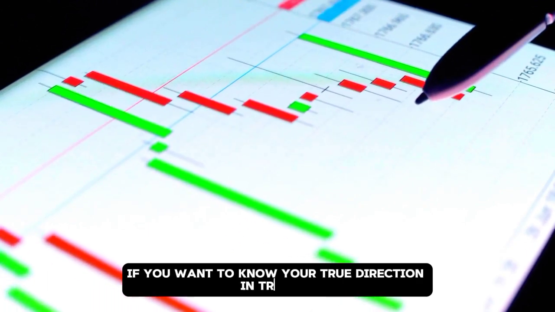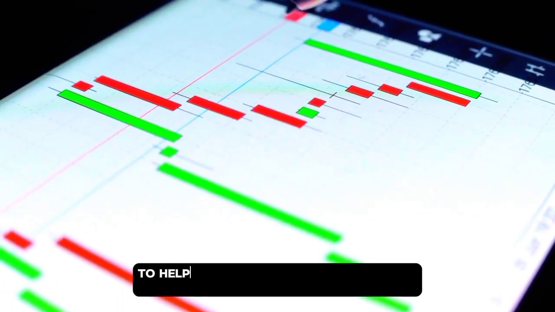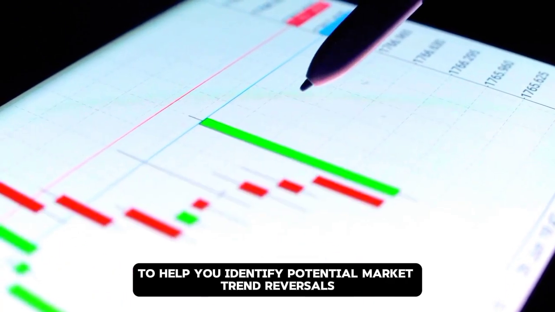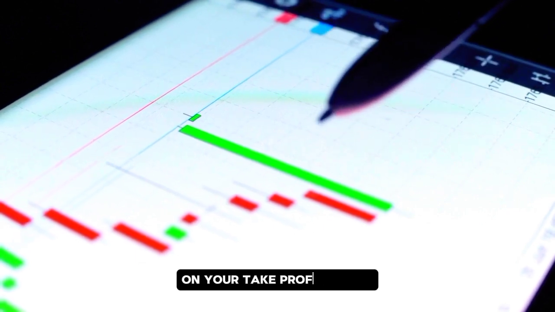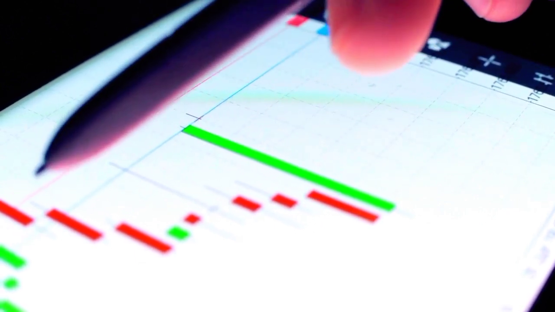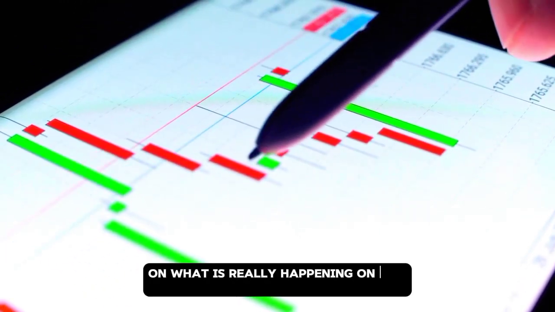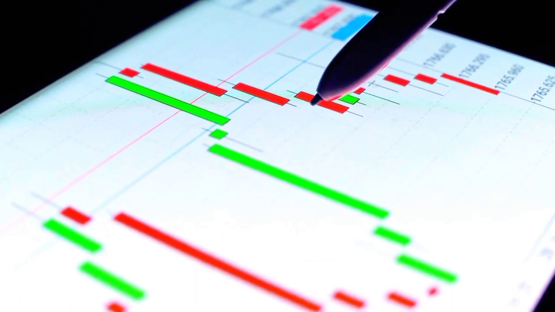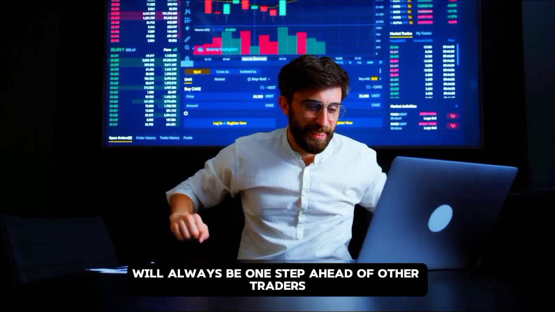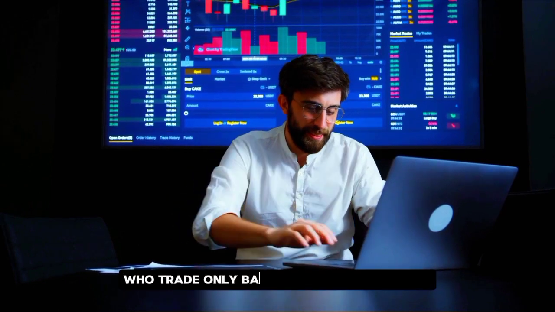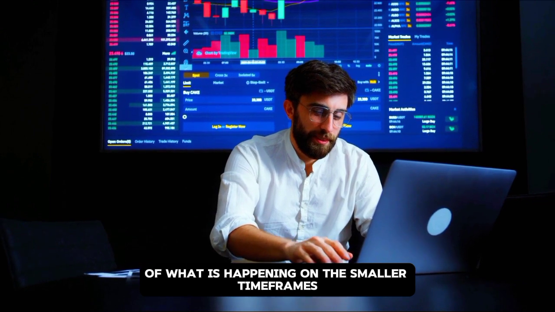If you want to know your true direction in trading, there are some steps you must follow to help you identify potential market trend reversals and also give you an edge on making more money on your take profit levels. Top-down analysis gives you a bigger picture on what is really happening on the smaller time frames. Traders who take their time to do this will always be one step ahead of other traders who trade only based on their perspective of what is happening on the smaller time frames.